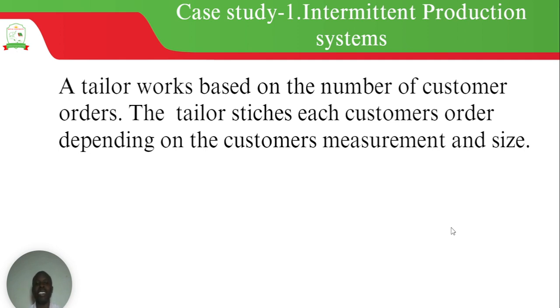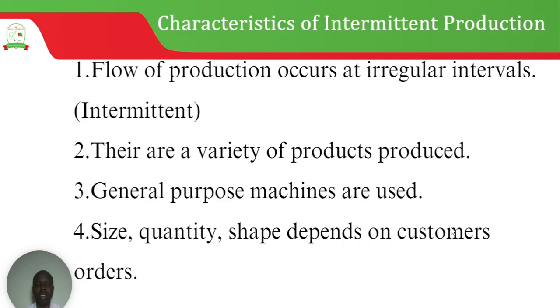Mostly they depend on customers' orders. Then he or she can go ahead and do stitching. And remember, each customer has a different measurement, size, and expectations of the kind of garment they are looking for. So we can call this an example of an intermittent production system.